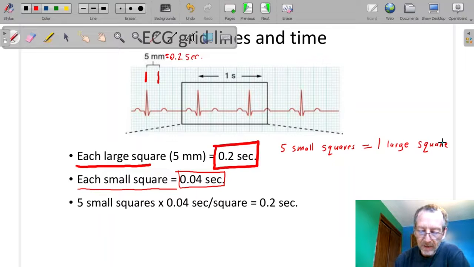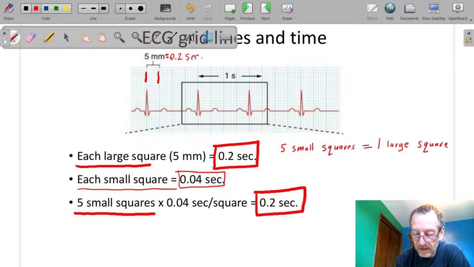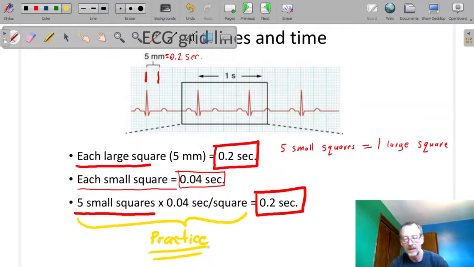And you should be able to complete this unit conversion problem again to show that 5 small squares are equal to 1 large square, of course, and 0.2 seconds. So you should practice this conversion problem and come up with the correct answer. If you have trouble, let me know. We can deal with that during office hours. I can pull up this board and we can work some problems if we need to. Okay?